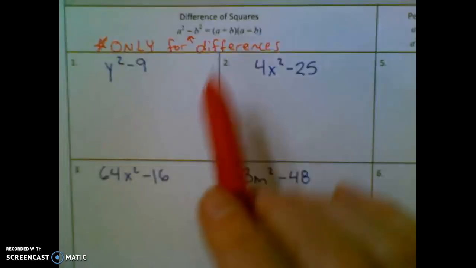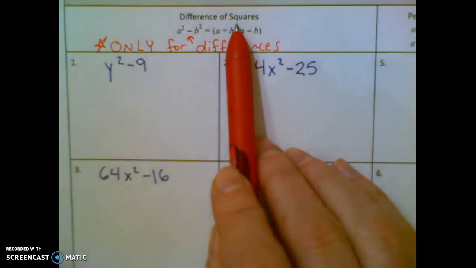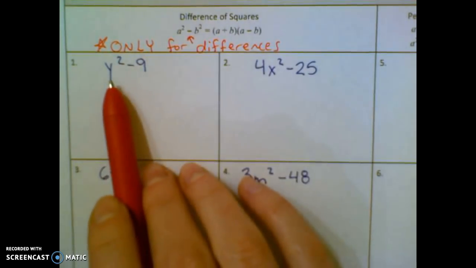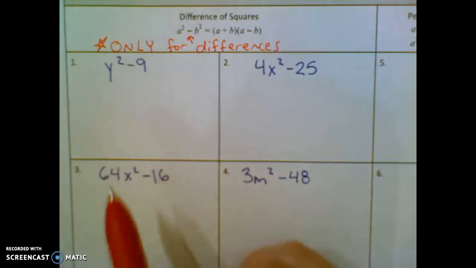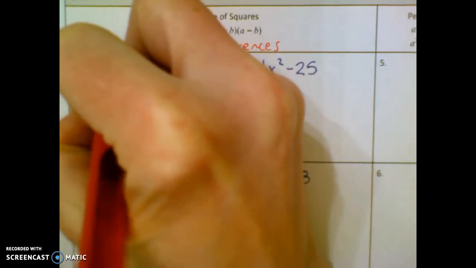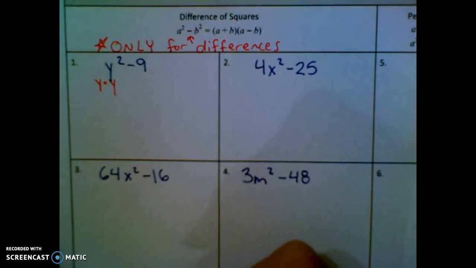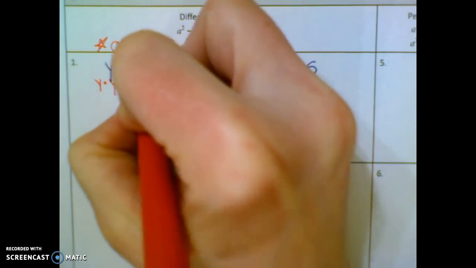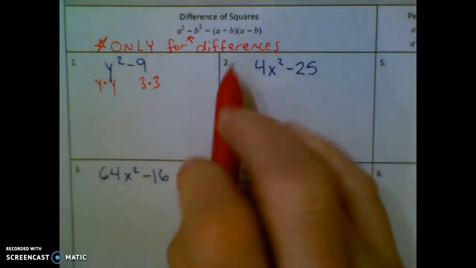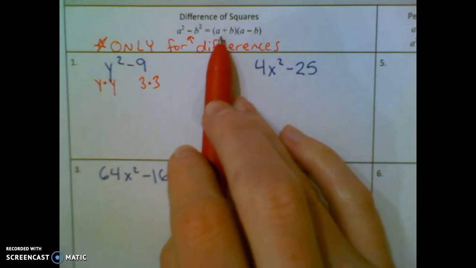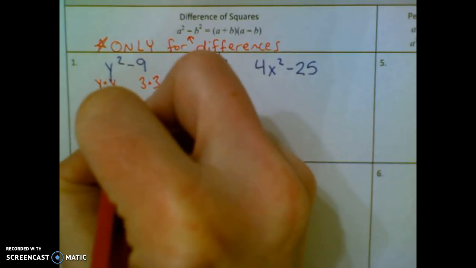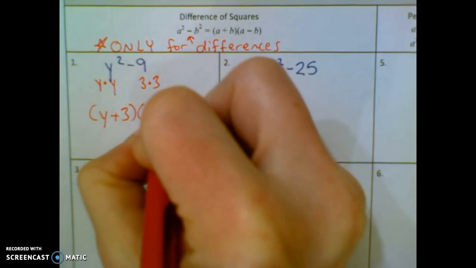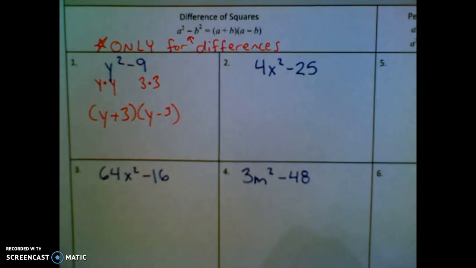You've got to make sure, firstly, that you have a square, which means something multiplied by itself. So is y squared something times itself? Yes, it's y times y. Is 9 something times itself? Yes, it's 3 times 3. Then your product is just the first plus the second and the first minus the second. So y plus 3 and y minus 3, and you're done.